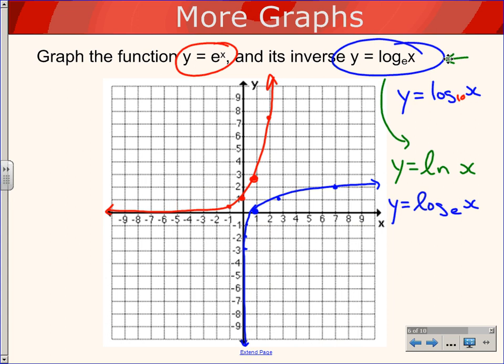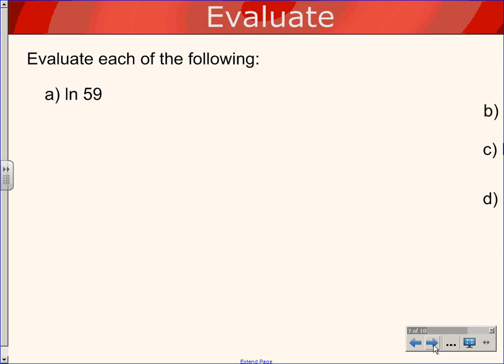Last class I asked you to find that e to the x button, and for me it was a second function. It's probably right on that same button, but as the normal function, just ln. It might not look like an L though. It might look like an I. Probably looks like that. So evaluate each of the following. Ln 59. All you do on your calculator is press the ln button and press 59 and you're getting 4.077. What it means is e to the 4.077 would give you an answer of 59, right?